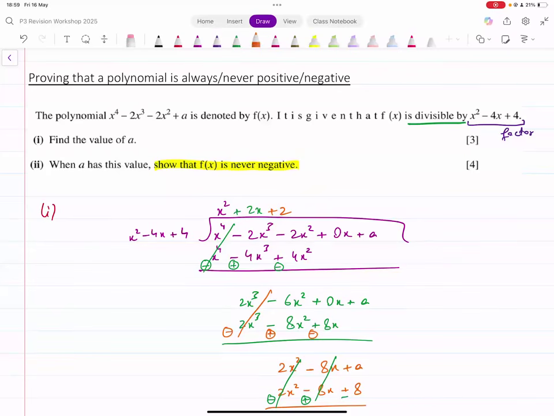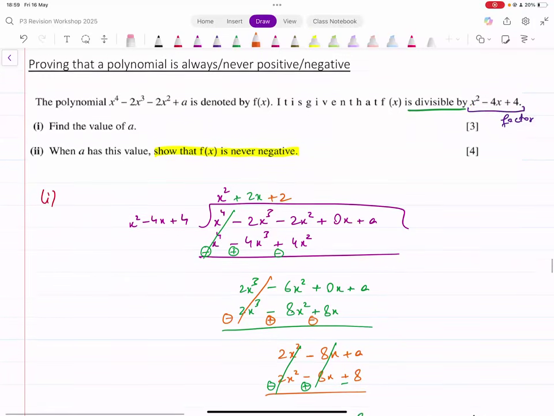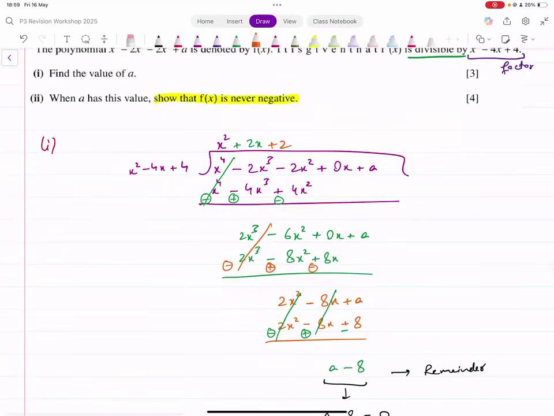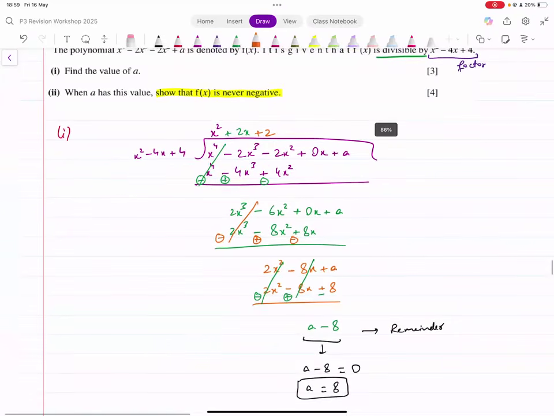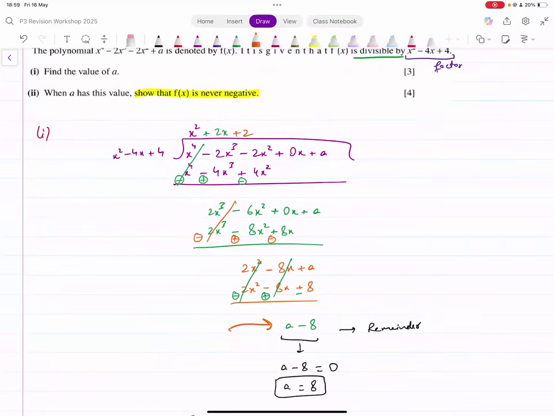Can we use the remainder theorem here? If we just keep this factor as it is, it's a quadratic factor. In quadratic factors, we do not use the remainder theorem. So what's the alternative? We can use long division to figure out what the value of a should be. We do that division process. At the end, the remainder turns out to be a minus 8.